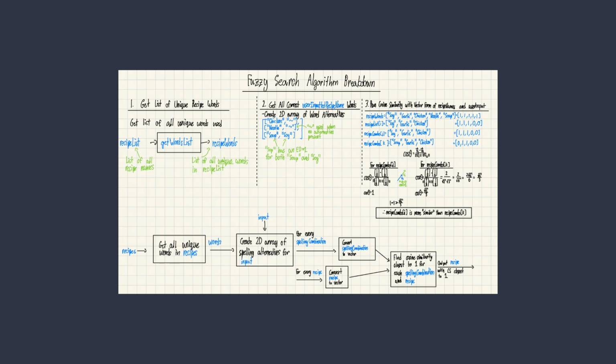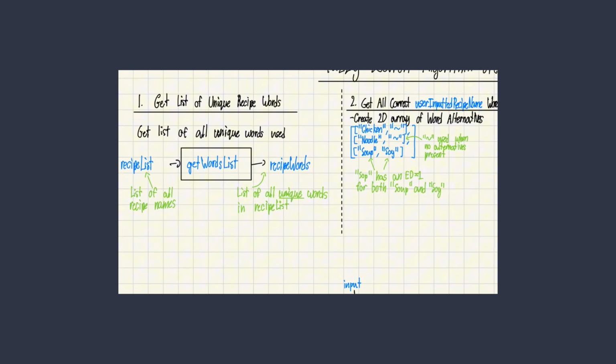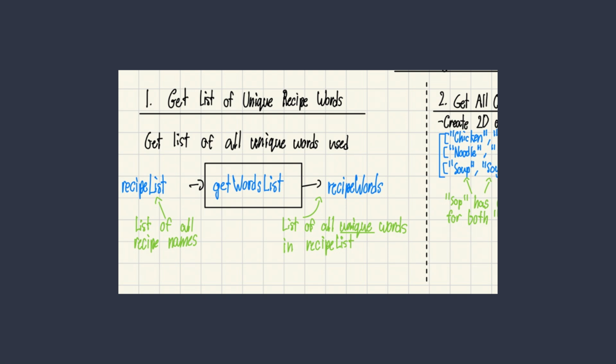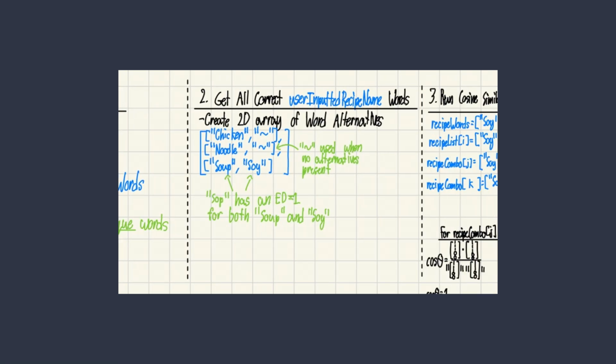So the way I'll be attempting this problem is by first getting a list of all unique words in the recipe list. Then I'll spell check the user input by calculating the Levenshtein distance between all words in the user input and all unique words from the recipes list.